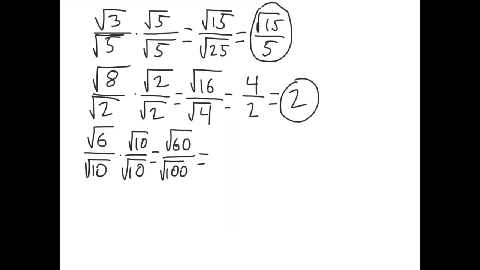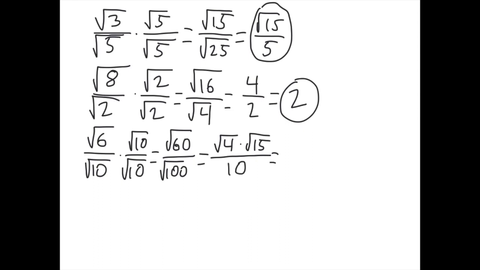So on top, the square root of 60 is not nice to take the square root of, but it can be simplified. So you have to think back to our perfect squares list. What can you divide 60 by that is a perfect square? The answer to that is 4. So we have the square root of 4, and 60 divided by 4 is 15. And then down bottom, the square root of 100 is 10.